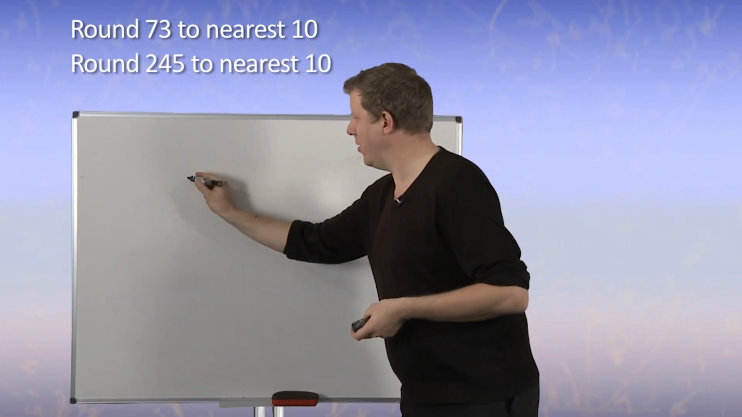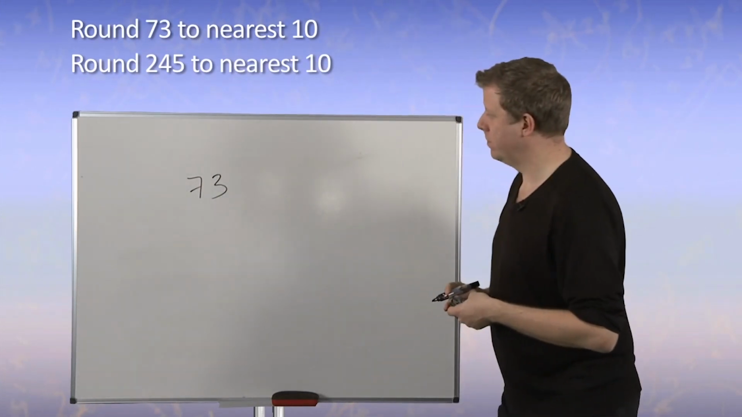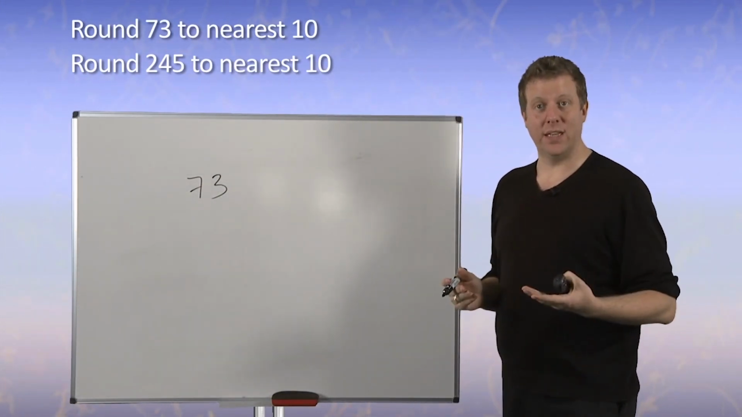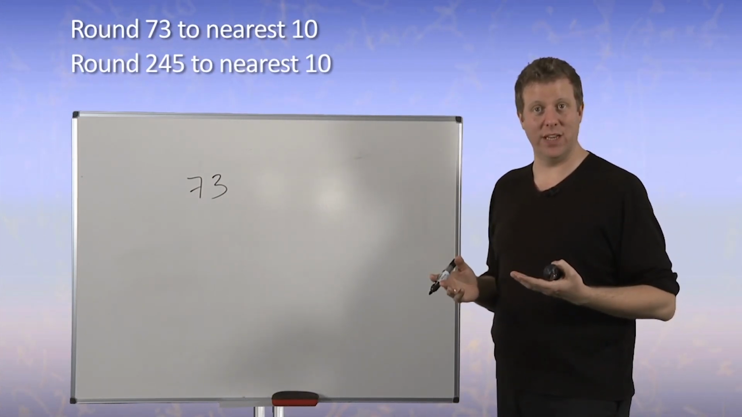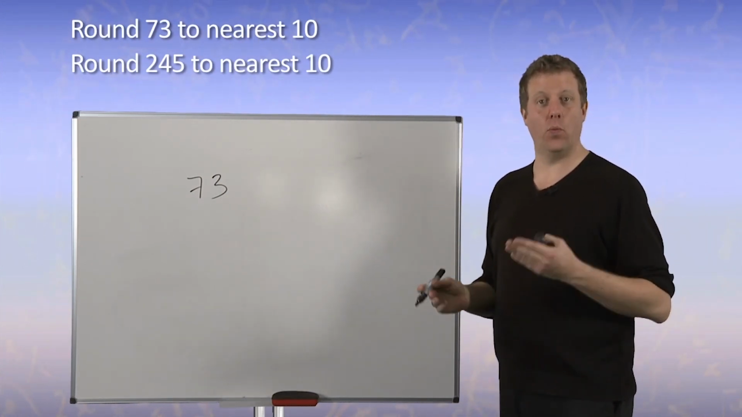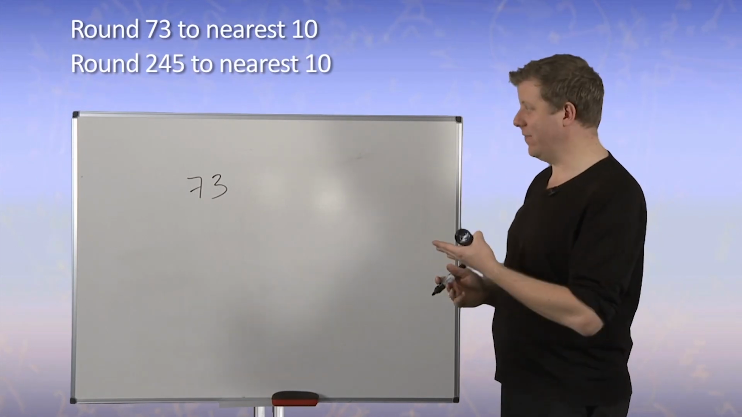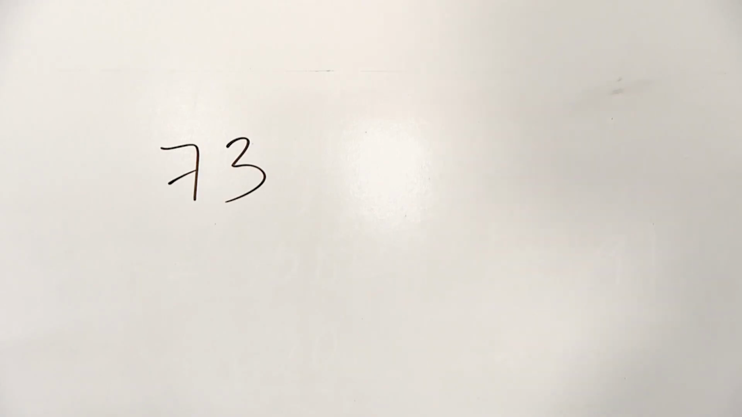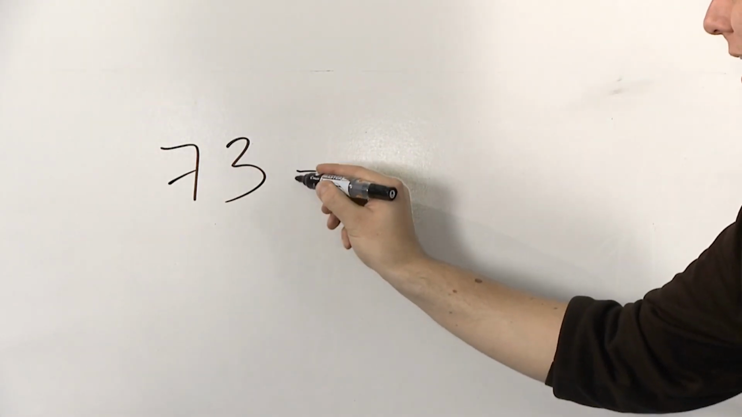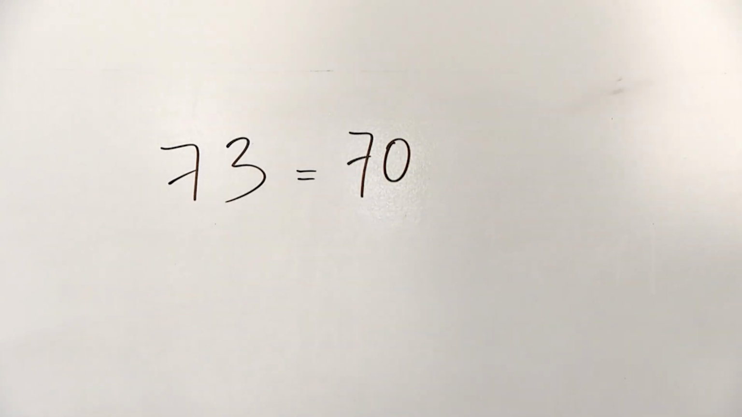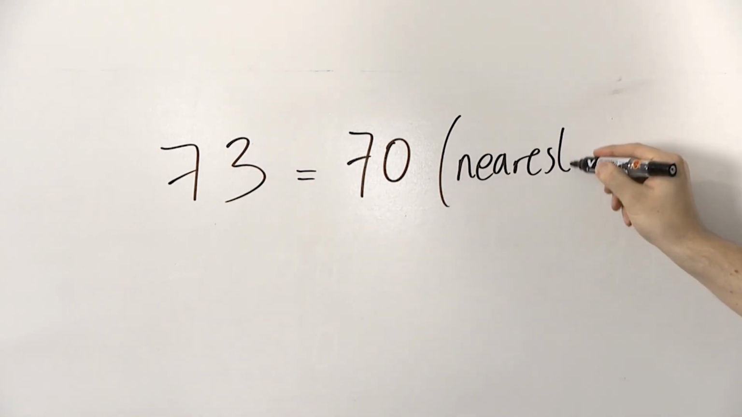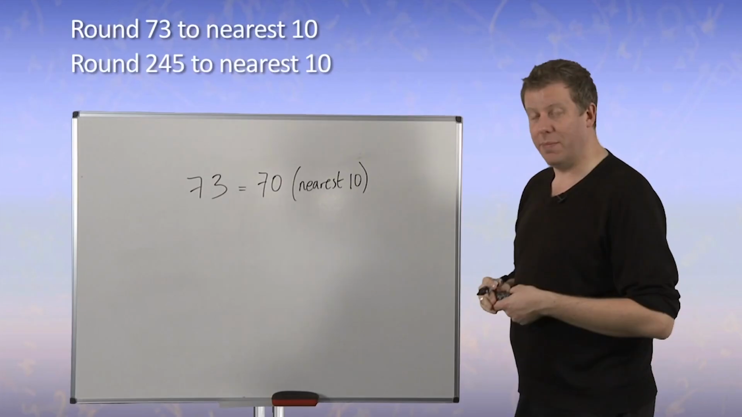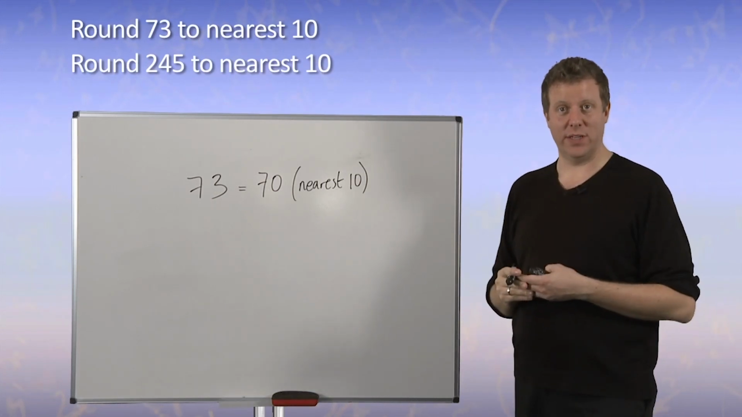So if we take a look at our number 73, now it's a number between 70 and 80. And essentially when they ask us to round to the nearest 10, they're asking us to tell them which one is it nearer to. Now 73 is obviously nearer to 70. So we would round that to 70, to the nearest 10. And we're just going to make a note there that we've rounded it to the nearest 10.